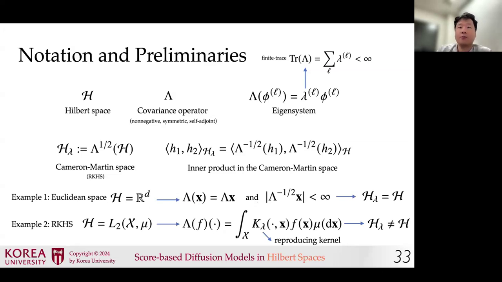Well, you can understand the difference between the finite dimensional Euclidean space and L2 space with a reproducing kernel K lambda function, so that the covariance operator is defined as an integral using the kernel function. In this case, the reproducing kernel Hilbert space, the RKHS, is definitely different from the L2 space. So you can see the difference from the finite dimensional Euclidean space, which is also a Hilbert space. In that case, the H lambda, which means the Cameron-Martin space, is identical to the Hilbert space, but in infinite dimensional space, they are not the same at all. And this is the reason that we have to consider the finite trace operator here.